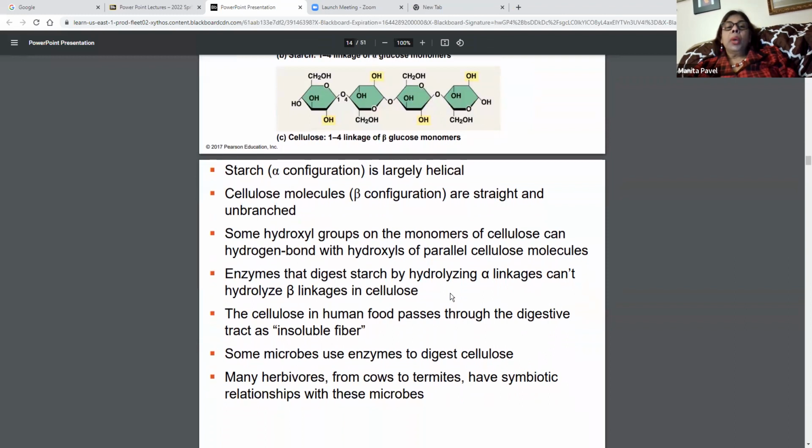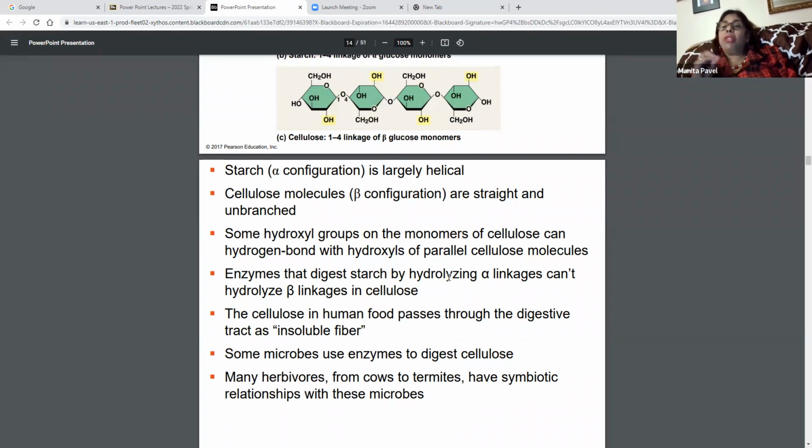You see, when you look at the starch molecule, the alpha configuration is largely helical. The cellulose molecule, the cell wall of plants, has the beta configuration, and they are straight and unbranched. Now, enzymes that digest starch by hydrolyzing the alpha linkages can't hydrolyze the beta linkages in cellulose. So we have the alpha amylase enzyme to break down starch, but we don't have the enzyme to break the beta linkage.